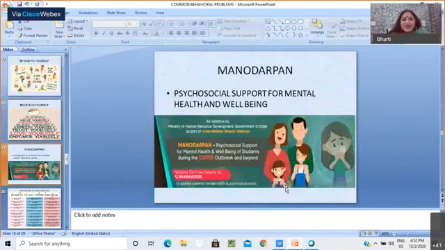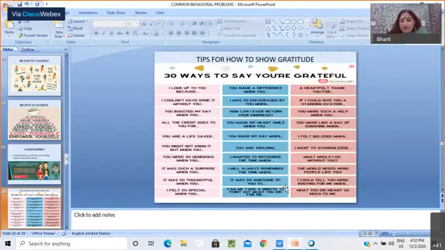This is very important. Then I must share with you all, I'm sure many of you must be knowing Manodarpan, which is psychosocial support for mental health and well-being. It's there. This slide has got the number as well. So I would request you all to share the site. In case the children are not able to reach out to us or to anyone else, at least they would be taking the help of Manodarpan, and keeping safe and healthy overall, when it comes to their physical, psychological, social, or mental well-being. So here are a few points, dear friends, where we are talking about showing gratitude.